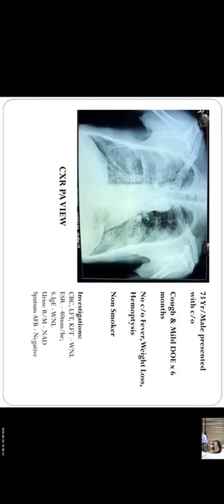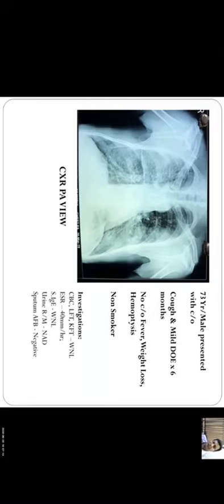case number one. A 73-year-old male presented with complaints of cough and mild breathlessness on exertion since the last 6 months. There was no history of fever, weight loss, or hemoptysis. This was his chest X-ray. He was an ex-army officer. He was a non-smoker.